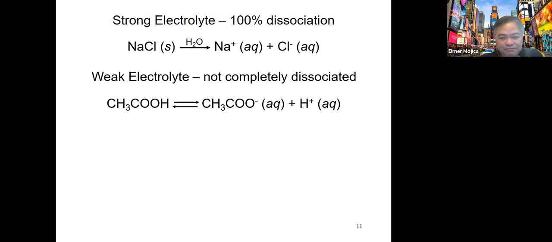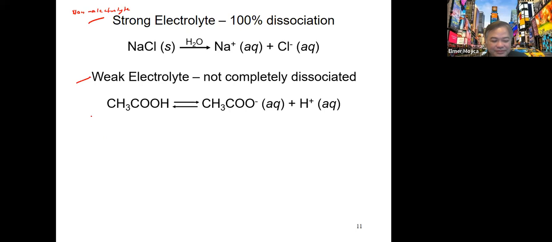Okay? Now, ano yung naman tawag doon sa compound na pag nilagay mo sa water, hindi nag-dissociate? Anyone? Gaya ng sugar. Okay? Yun yung tinatawag na non-electrolyte. I didn't include that one because your acids and bases are either strong electrolyte or weak electrolyte.